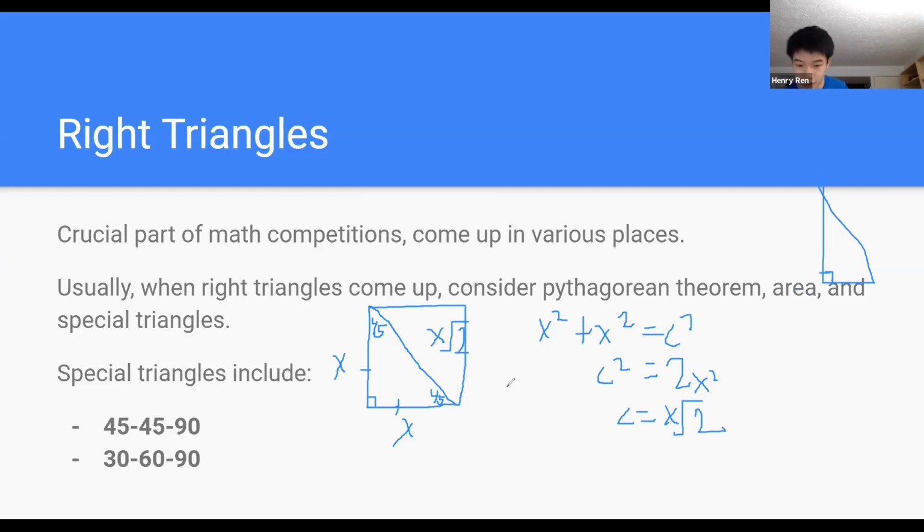Let's talk about 30, 60, 90 triangles. That's a 60, not a 30.